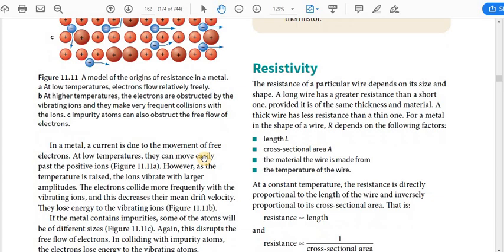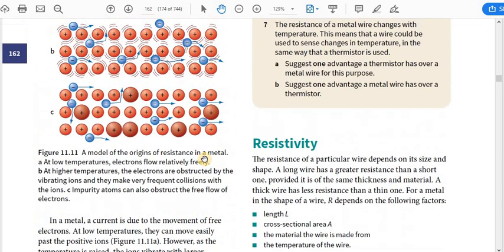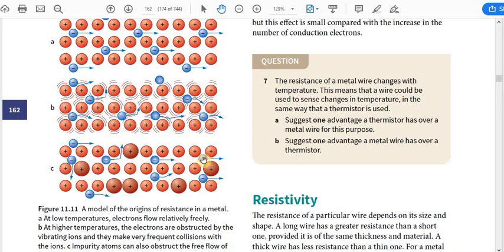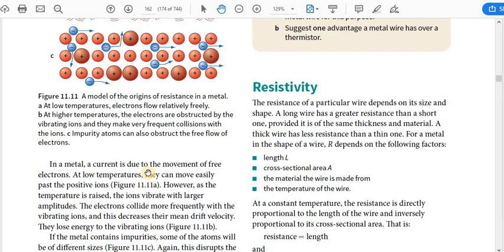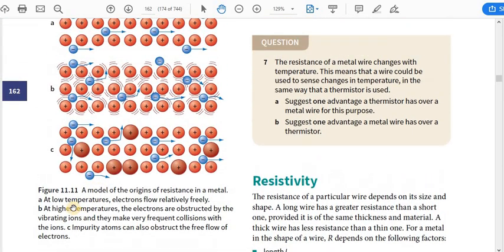Okay, so I already explained this, and you would have learned about drift velocity. Okay, you would have learned the equation I equals nAvq, and v is the drift velocity, which is an average velocity. Now they are actually explaining about the drift velocity also. Okay, so you can see over here diagram A and B.